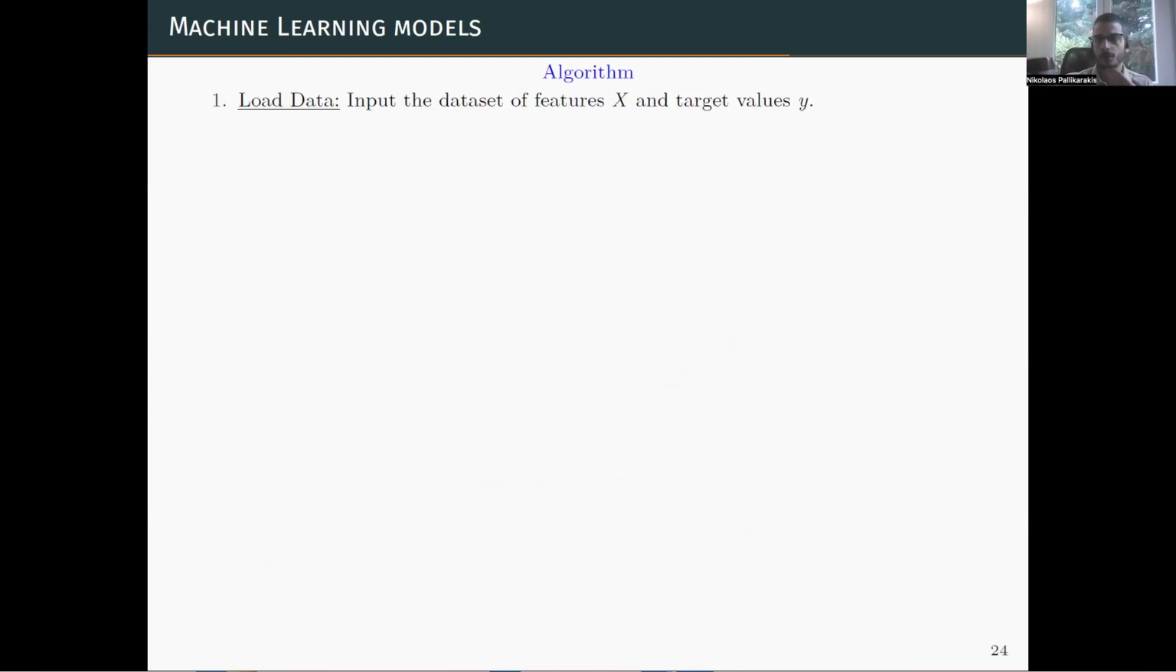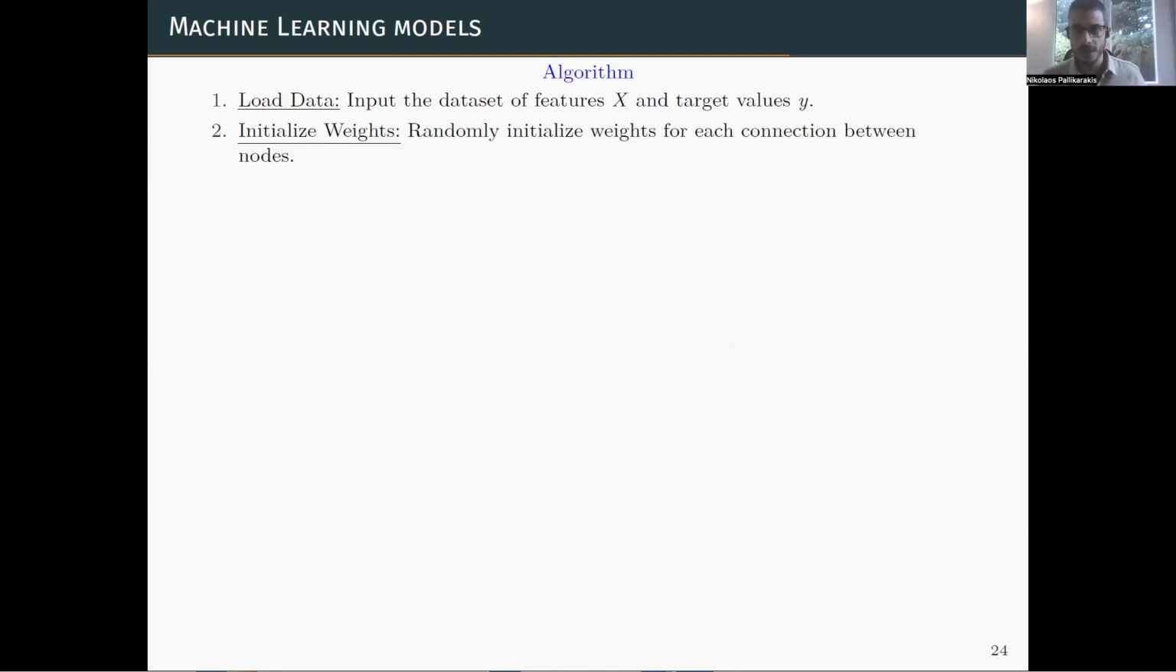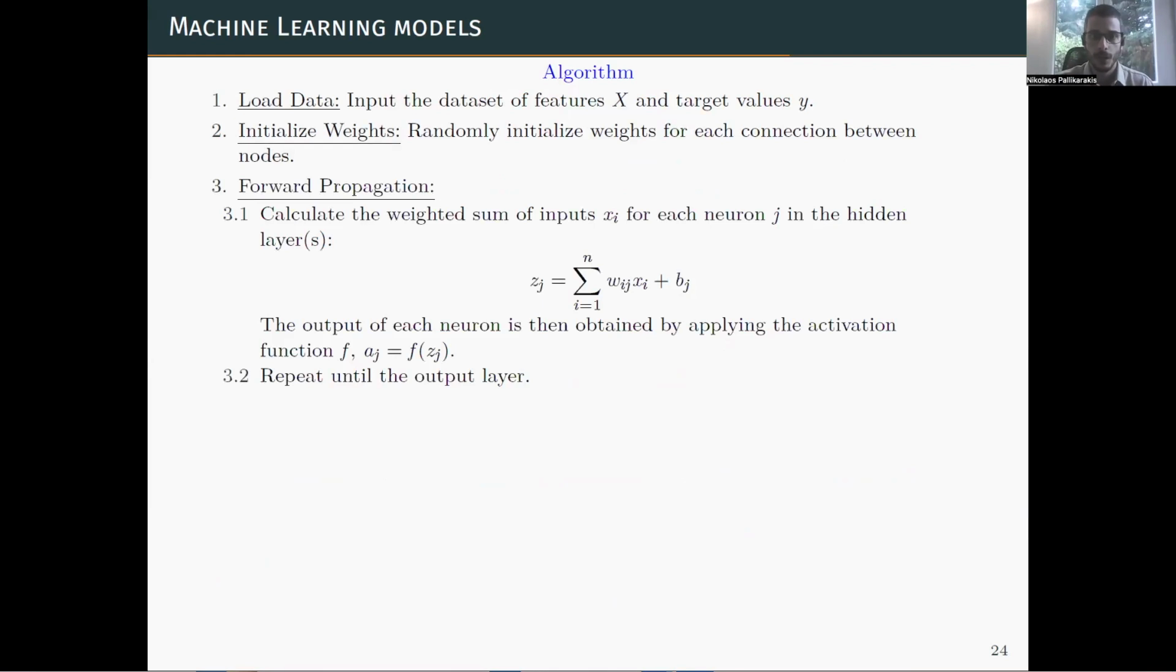And here is a quick idea of the algorithm. So again, we load the data, our x and y values. In the first iteration, we randomly initialize the weights for each connection between nodes. And the first part of the learning model is called forward propagation, and is the following. We calculate these weighted sums for all inputs xi for each neuron j in the hidden layer by this weighted sum, where wij are the weights. And then the output of each neuron is obtained by applying an activation function f.